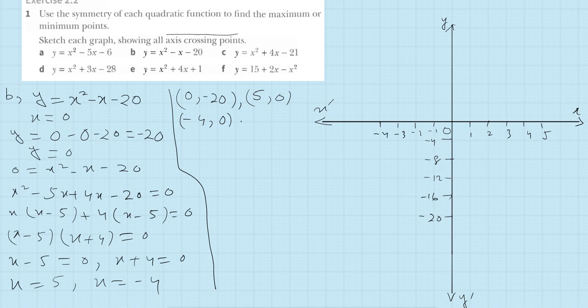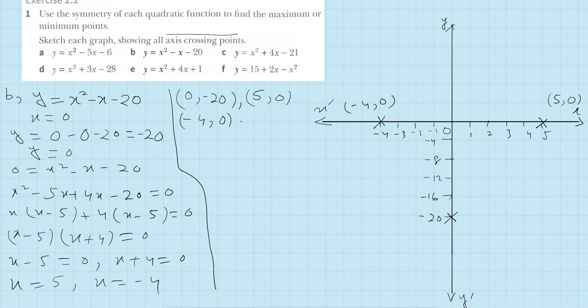So the first point is (0, minus 20). This is the first point. The second point is (5, 0). So this is the second point. And the third point is (minus 4, 0). This is (minus 4, 0). Now what is the next step?